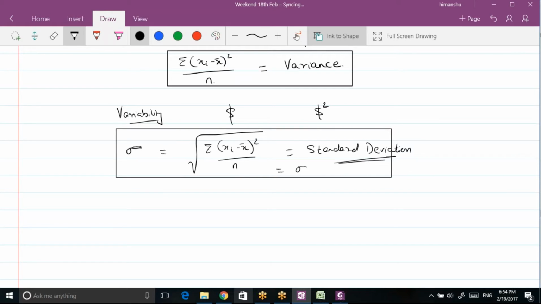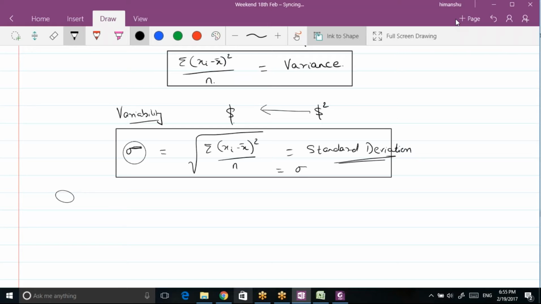Himanshu, can you please repeat this part once again? Standard deviation. Okay, you want me to repeat this? Sure. What I am doing is I have just taken the square root of my variance, so that dollar square should come to dollar again. And that's it, I am calling it standard deviation. This standard deviation is represented by sigma. Venu, getting this? Yeah.